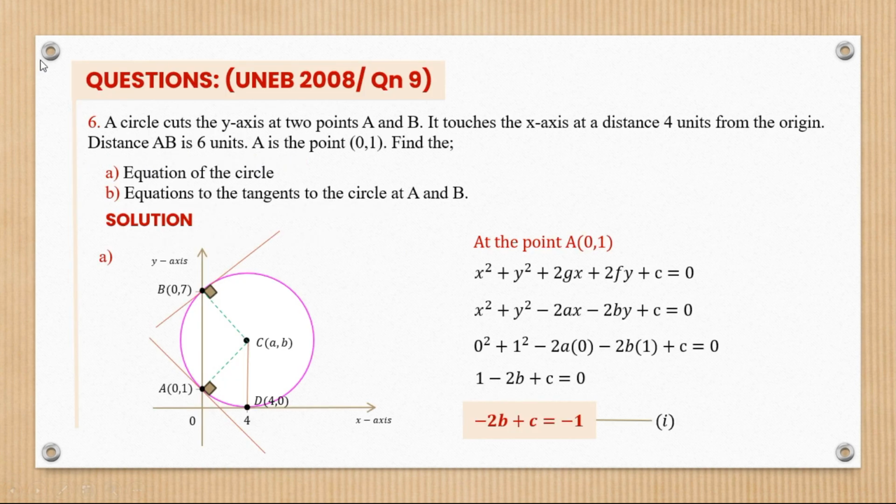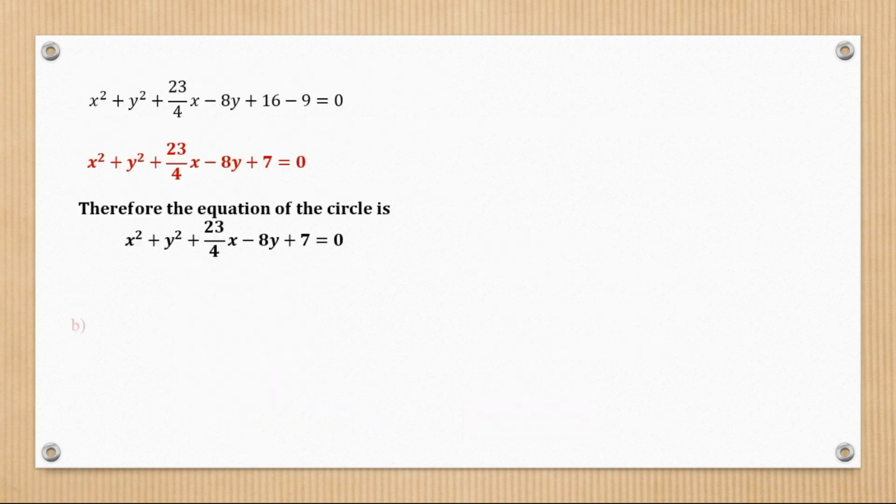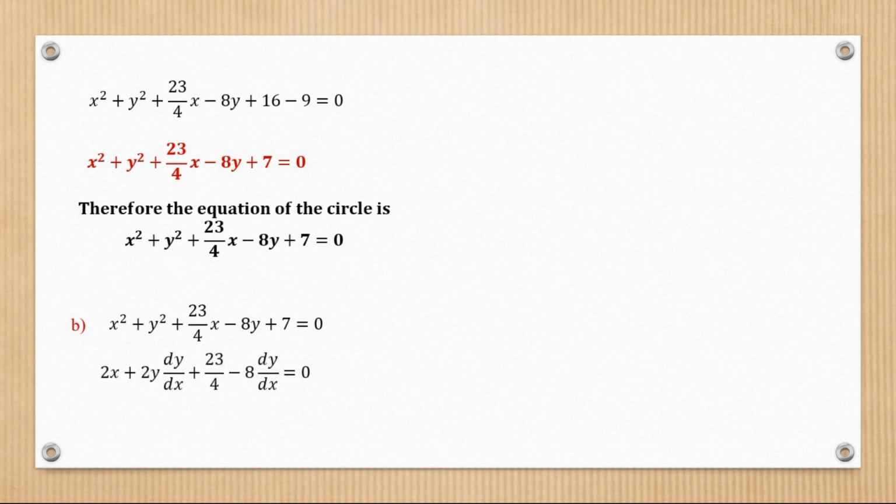Right, so in part B, we're being told to find the equations to the tangents to the circle at A and B. So we need to know the equation of this tangent and the equation to this tangent also. Alright, so for part B, this is the general equation of a circle that we actually have. So first of all, we need to know the gradient of the tangent. So we're going to do that by differentiating.